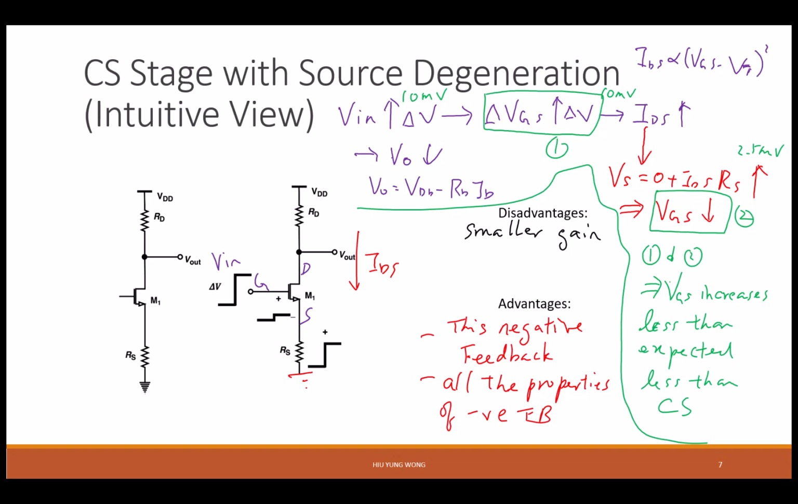Yeah. So why do we want to have a circuit like this, right? We'll discuss more later. But in summary, you see that it has a smaller gain, right?